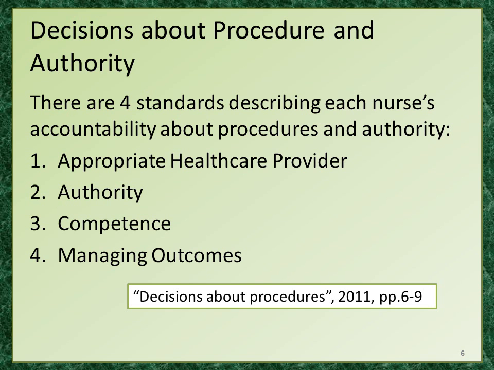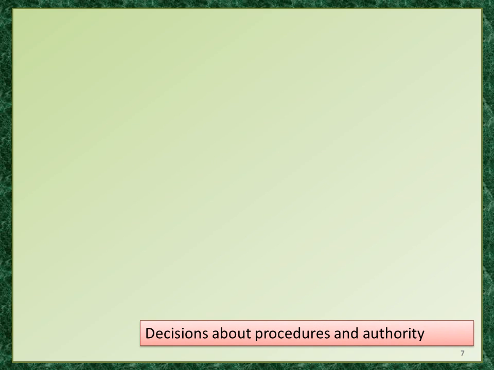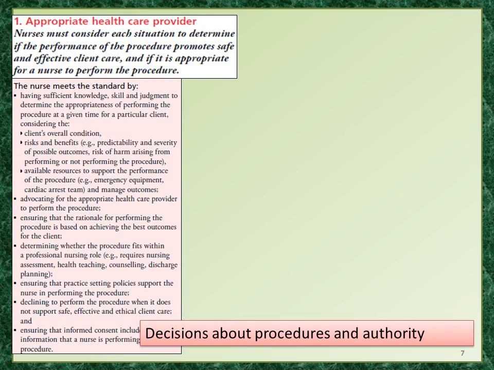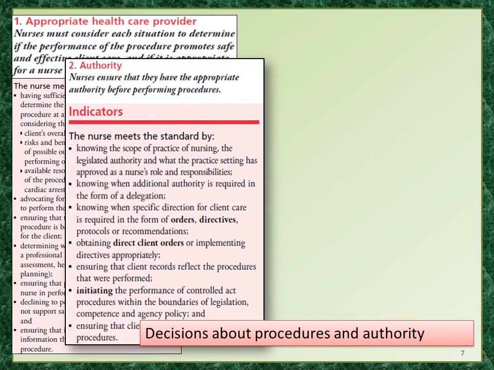Making decisions about procedures and authority is a complex issue. The CNO has set out 4 standards with indicators which describe the responsibility and accountability of nurses when performing any procedure. These include whether choosing to delegate procedures. The standards with indicators include appropriate healthcare provider, authority, competence, and managing outcomes. It's important to have a look at the indicators for each of these when making decisions about procedures and authority.